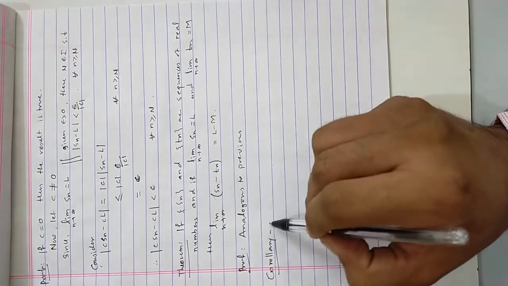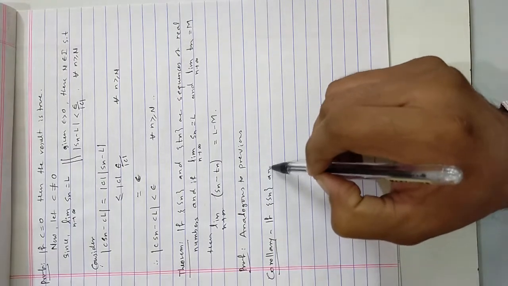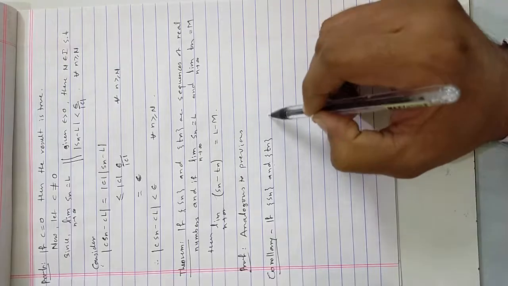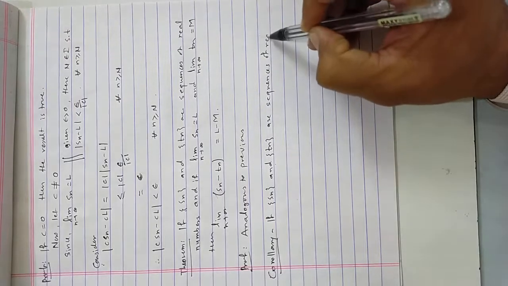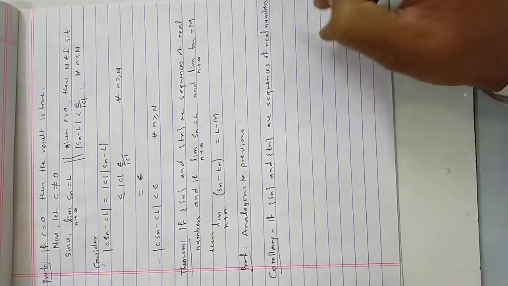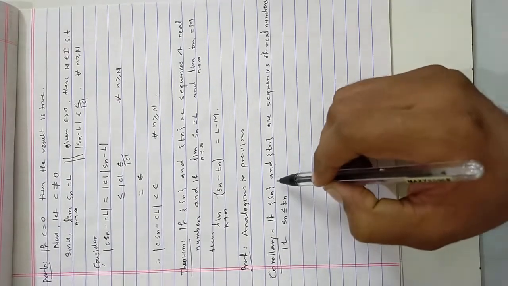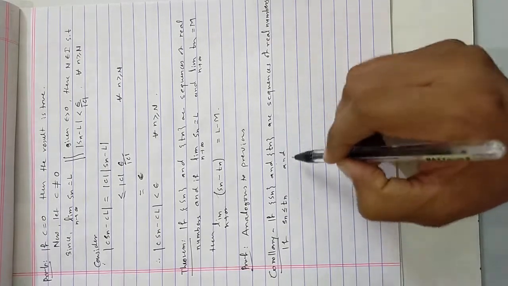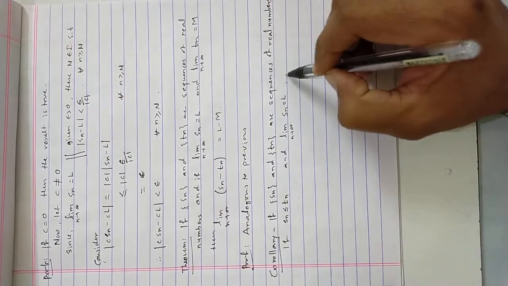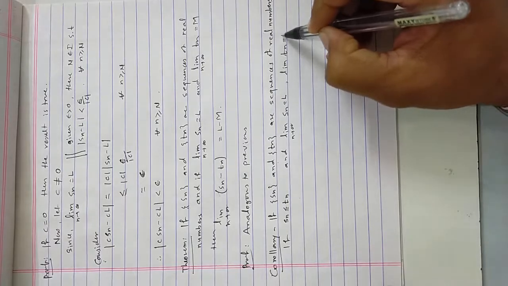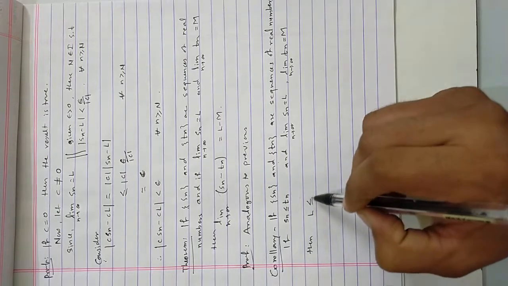The corollary is that if Sn and Tn are sequences of real numbers, if each term Sn is less equal term Tn, and the limit of sequence Sn is L, limit of sequence Tn is M, then the limit L is also less equal M.